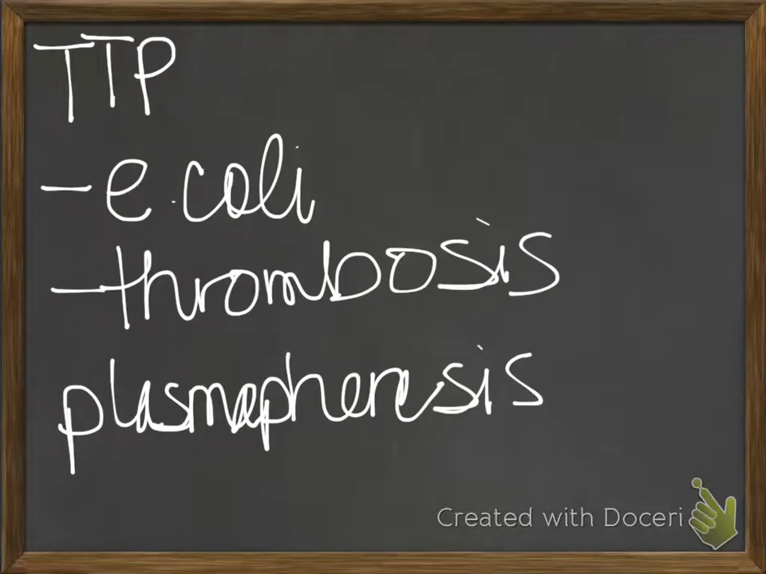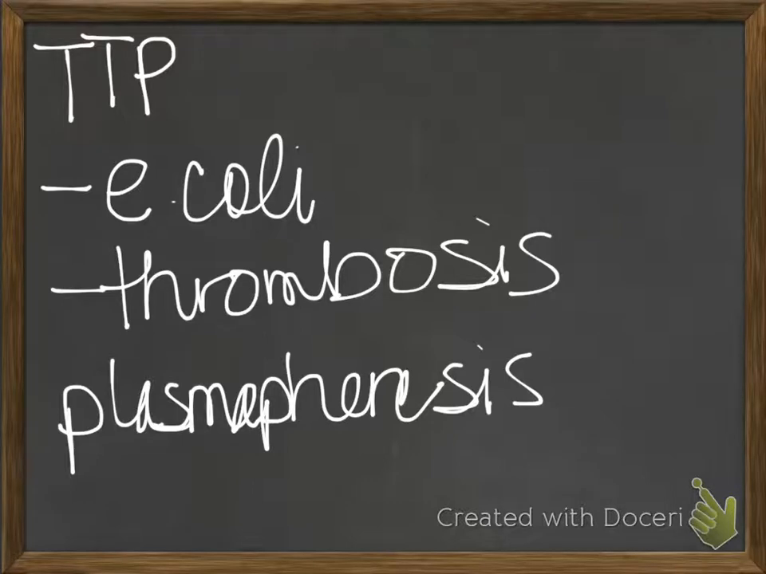TTP is the next one, and that is thrombotic thrombocytopenic purpura. Basically what happens is when someone gets a bacterial infection such as E. coli, toxins are released, and then the endothelial lining is damaged and basically goes into its cascade, and we have widespread thrombus. This usually is a sudden onset and can be very fatal.